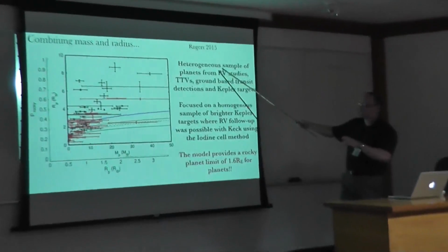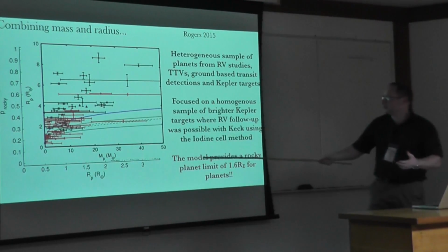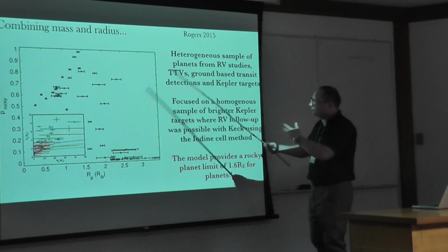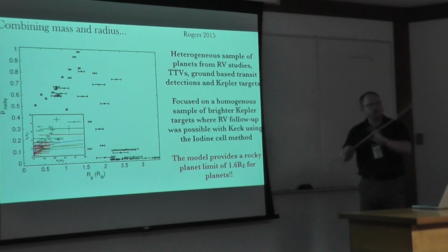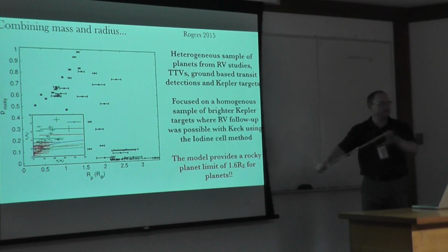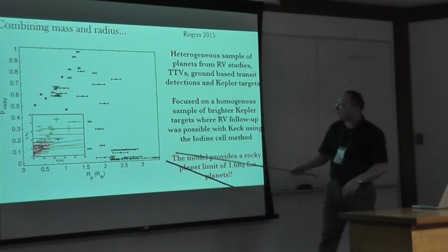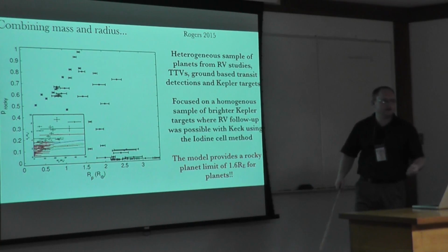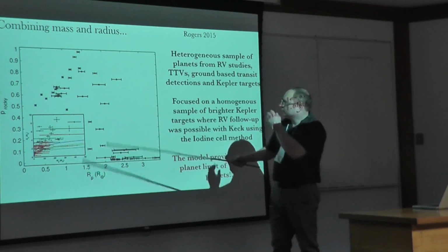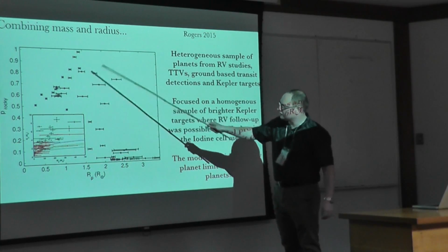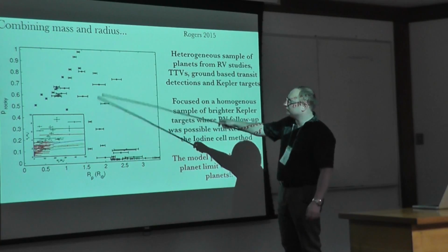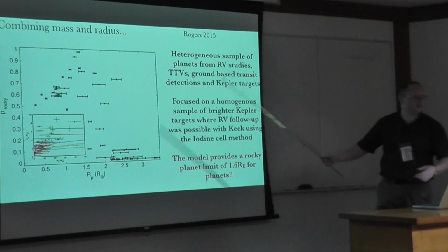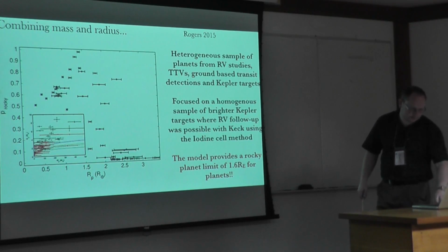It uses TTVs, it uses ground-based RV detections, it uses ground-based transit detections, but this work by Rogers et al. was more homogeneous. They just took away the TTVs, took away the ground-based stuff, and just focused on the Kepler sample. And when they did that, the Kepler sample that had fairly good measurements from Keck radial velocities, that's why it's kind of small, you get this kind of offset, where the probability of being rocky shoots up once you're at 1.5 or so Earth radii.